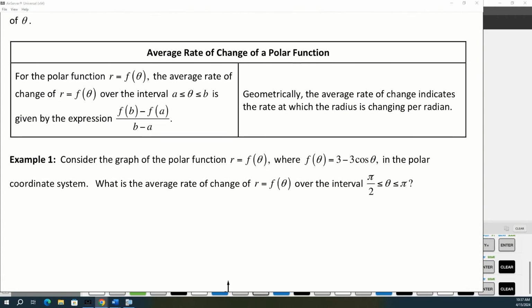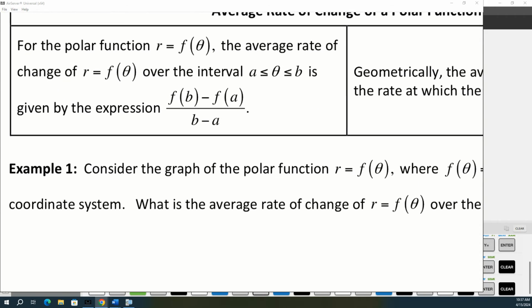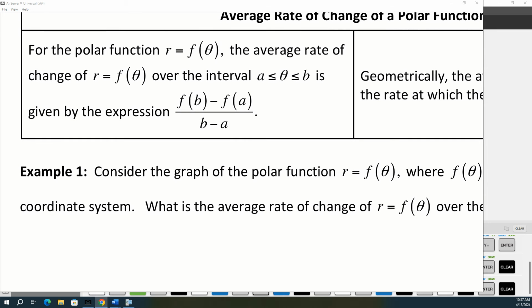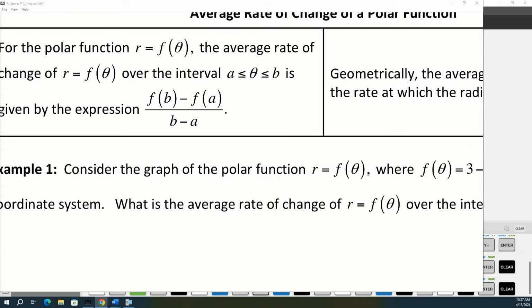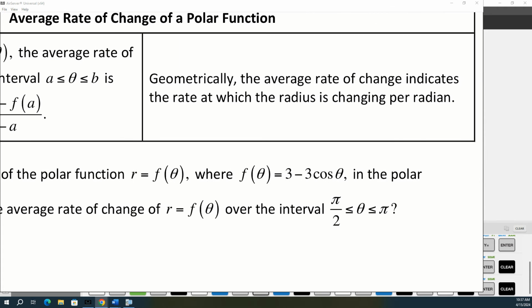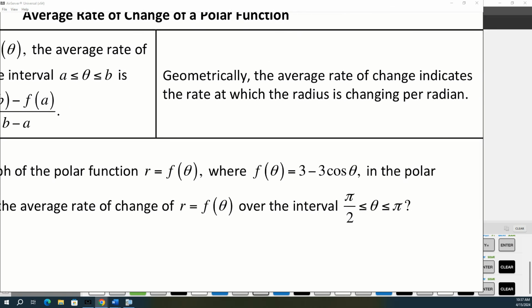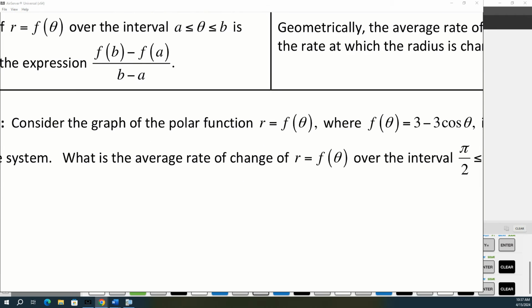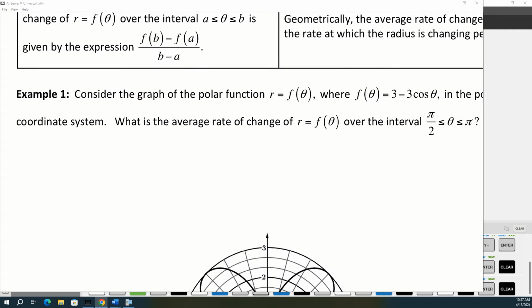So whenever we're finding the average rate of change of any function, over the interval from a to b, the numerator you could do f of b minus f of a, and the denominator you do b minus a, and it gives you the rate at which, in this case, the radius is changing per radian. So let's look at the first one.